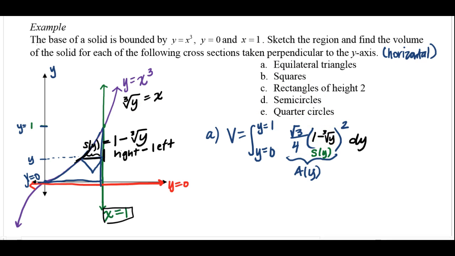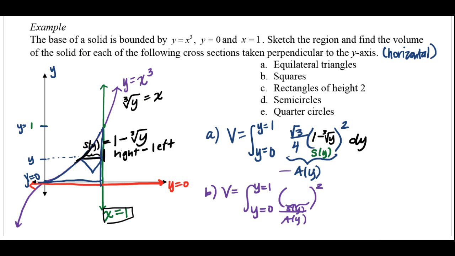So now let's move on to part B. For part B, the only difference is that our cross sections are squares. So our volume formula is y equals 0 to y equals 1, so still y equals, and I'm just going to be in the habit of always labeling the variable of my limits of integration so that I don't forget to make my integrand a function of y as well. So what goes here is my a of y, and the area of a square is side squared. So what needs to go right here is my s of y. So that's what I'm plugging in and squaring.